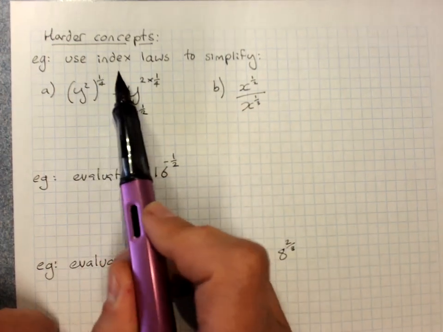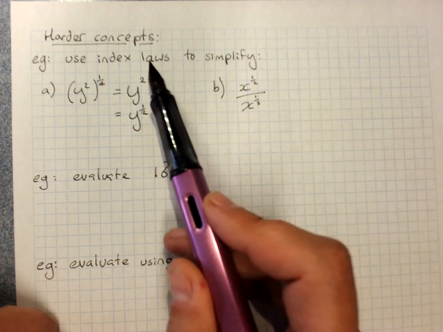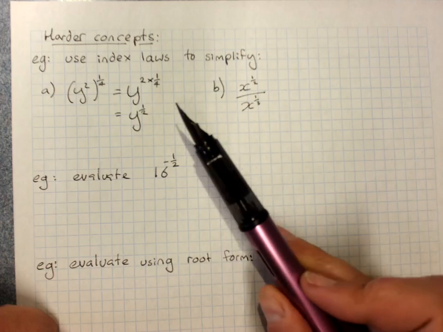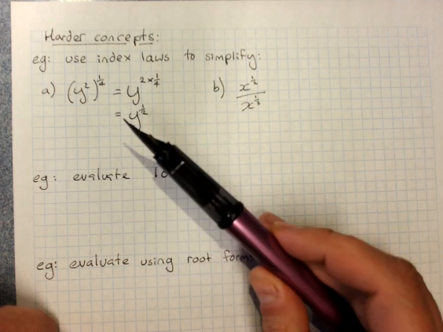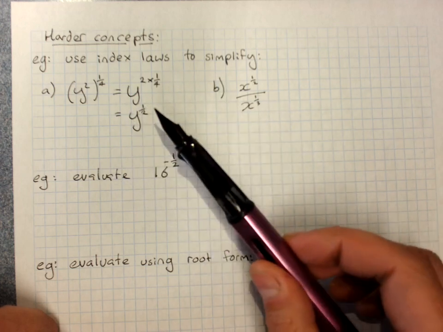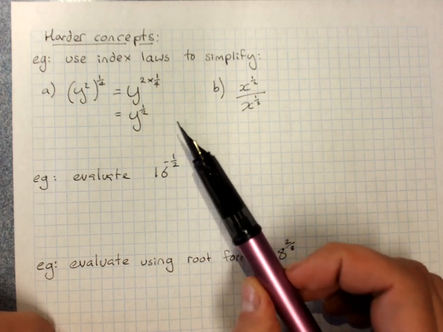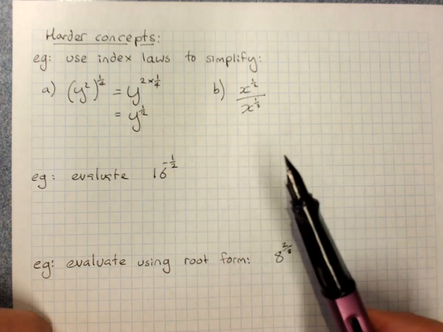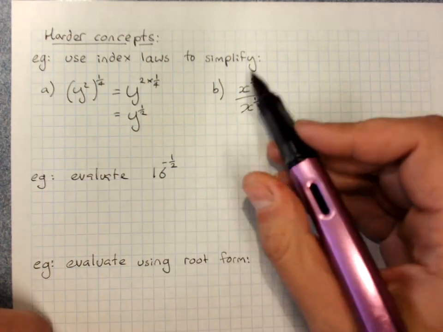Because they said use index laws to simplify, they didn't give us any other information, so you leave it in index form without any other context, because you started in index form and you used index laws. If they asked you to change to surd form, you would, or if there was a reason why getting a surd answer would be easier for you, but just for simplifying, you remember I said usually leave it in the form it was in, index form.